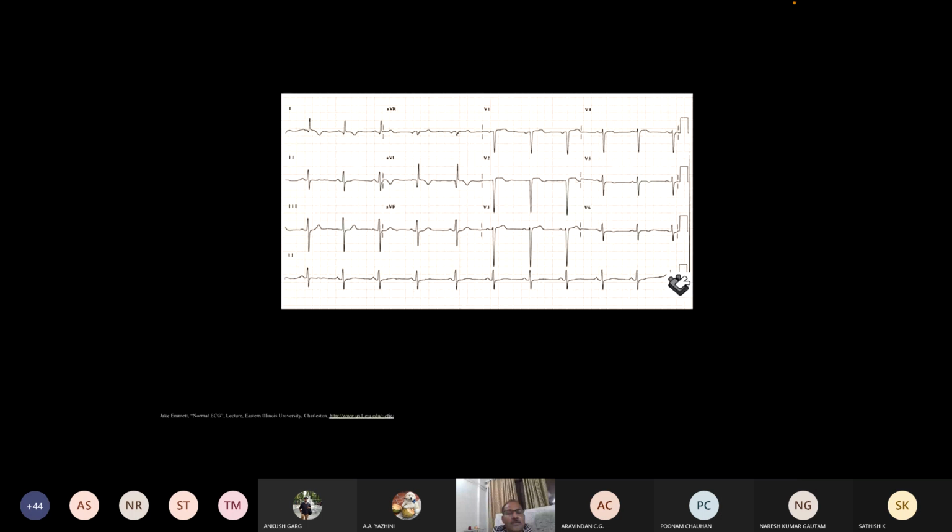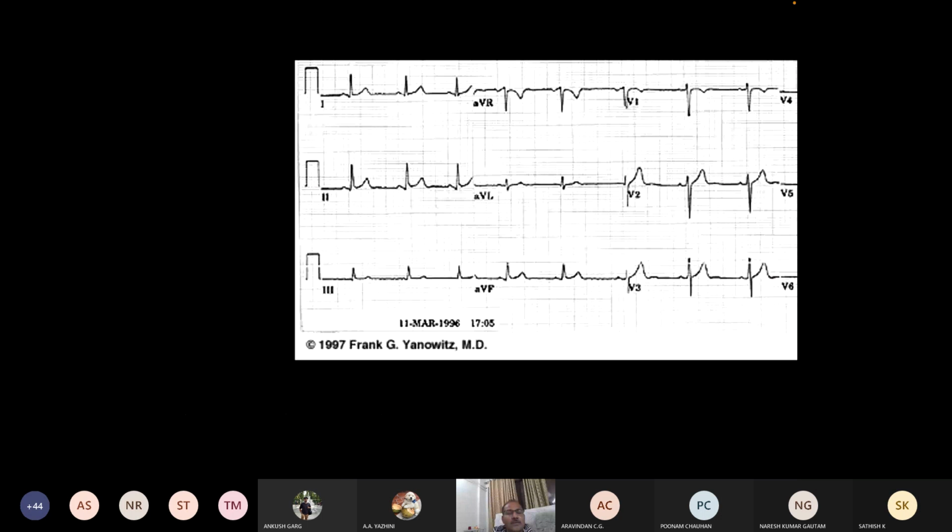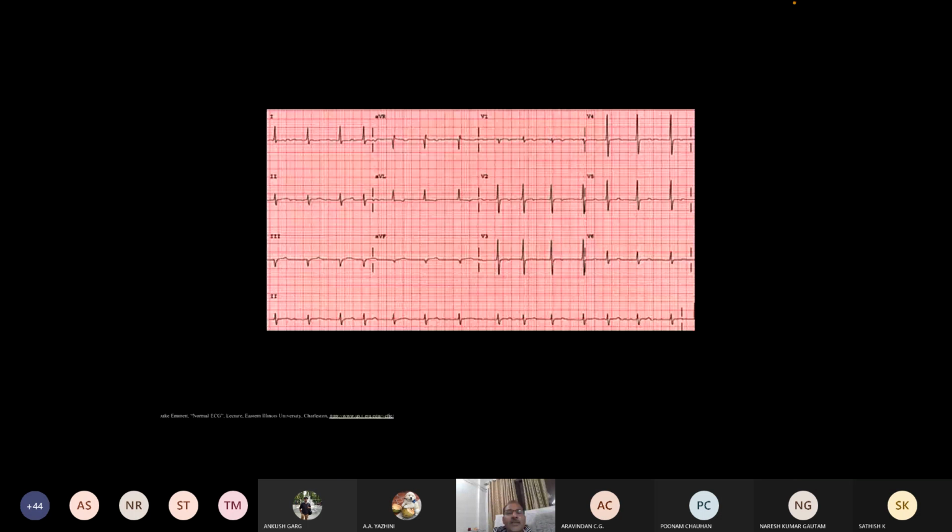This is atrial fibrillation, show me the atrial fibrillation just now. What is this rhythm? How do I say this is atrial fibrillation? Will someone explain to me? I am trying to call this atrial fibrillation. Somebody tell me, somebody explain, why I am diagnosing atrial fibrillation on this strip? Will someone tell me the reason behind it? Nobody.